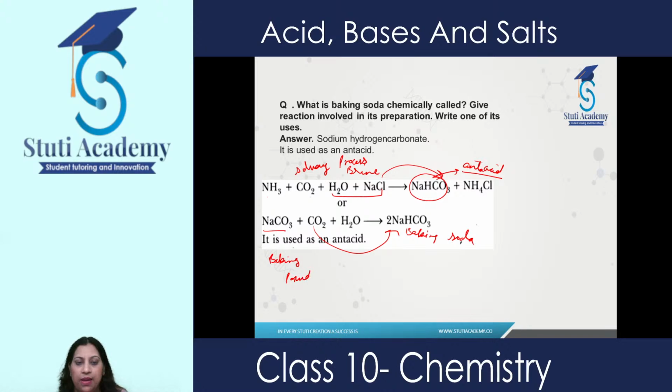This is baking powder. Now this is how baking soda is chemically prepared. You can write any of the methods, both are correct. But if it is clearly mentioned in the question, how can we prepare baking soda by using the Solvay process? In that case, you'll write this equation. Don't write this if it is not mentioned, then you can write any of the reactions.